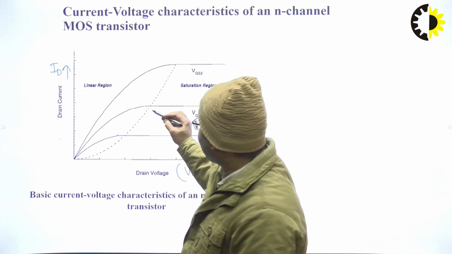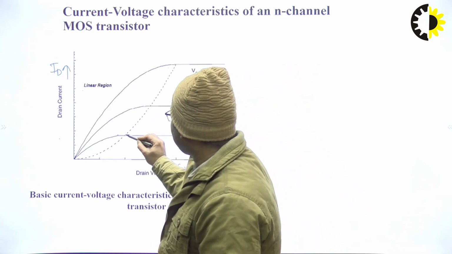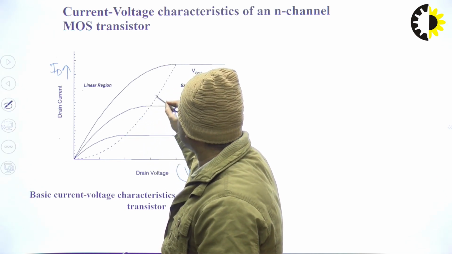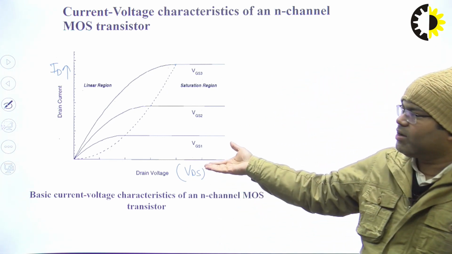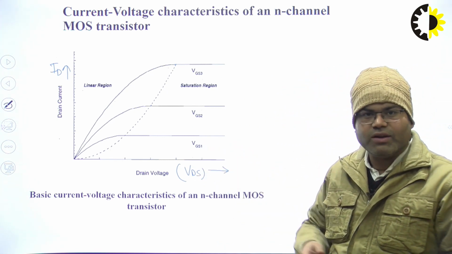So this is the pinch off point. After that, current will be saturated. So this is the drain characteristic curve, where the curve is plotted between VDS and ID.